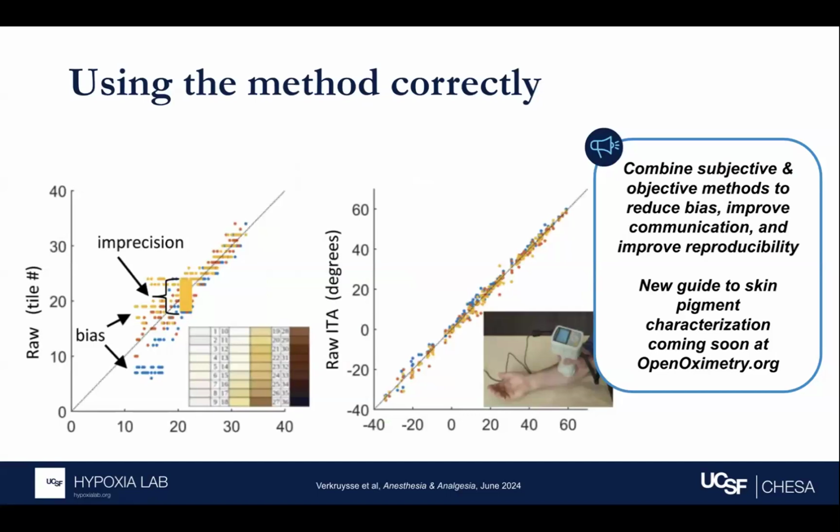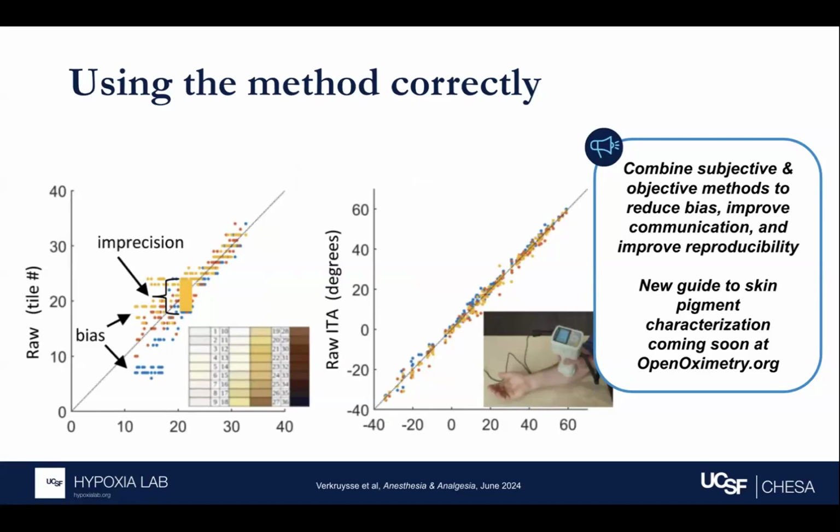So once you have the right method, once you figure out the right cutoffs, another issue is how to use the method correctly. We do see with the subjective scales inter-operator bias and imprecision, and for that reason, our recommendation and our practice has become to not only rely on the subjective scales. There are too many problems with them. Having said that, subjective scales are easy to understand, and it's a nice way to communicate.